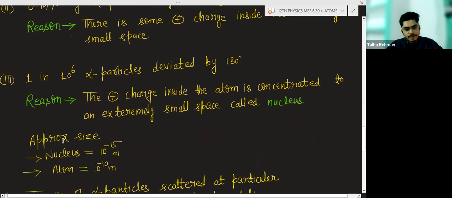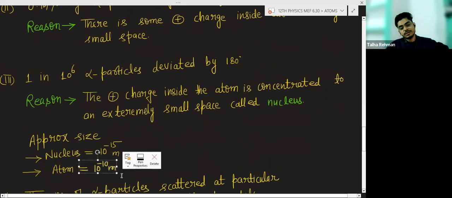Now the approximate size of the nucleus is 10 to the power minus 15 meter, and the approximate size of the atom is 10 to the power minus 10 meter. So the nucleus is much smaller than the atom.